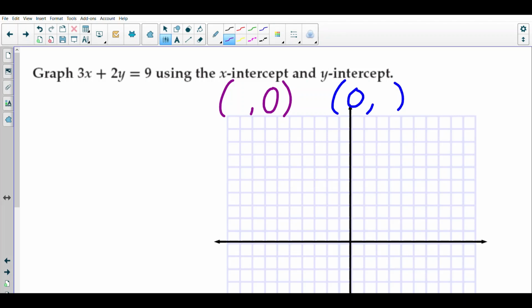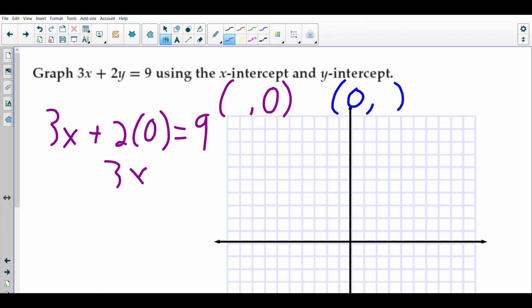So for the x-intercept, I'm going to put 0 in for y. So I get 3x plus 2 times 0 is equal to 9. Well, then we just get 3x equals 9. Solve for x, divide by 3. So x is equal to 3. So that's the x-intercept. So I go to 3, 0.